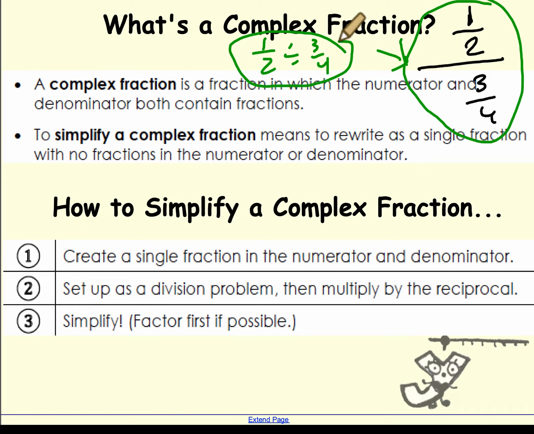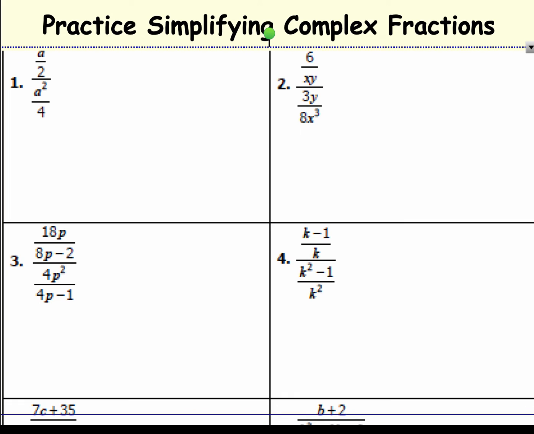Recall that since a complex fraction really means division, to simplify it, we're just going to make sure that the numerator and denominator just have single fractions in them, set up a division problem by changing it to multiply by the reciprocal, and then simplify when we factor. Okay, let's go over a couple of examples.